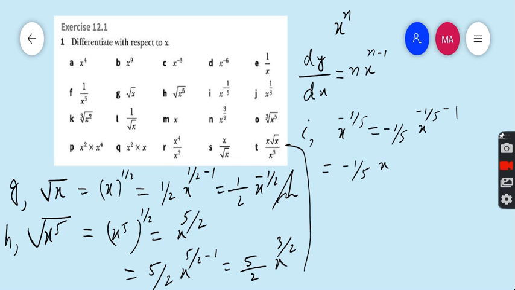5 ones are 5. 5 plus 1 is minus 6 upon 5. Final answer is minus 1 upon 5 x to the power minus 6 upon 5. Part J.